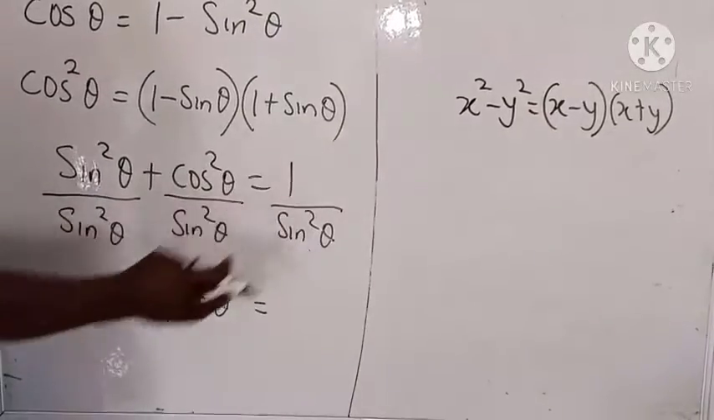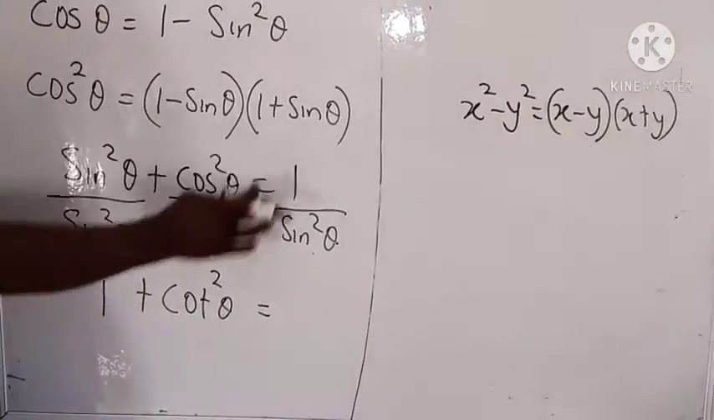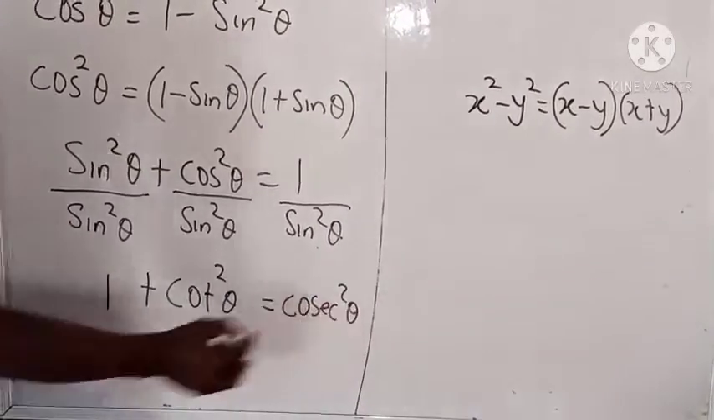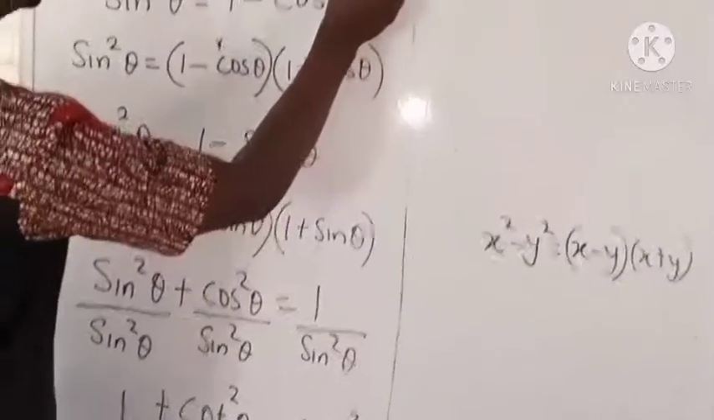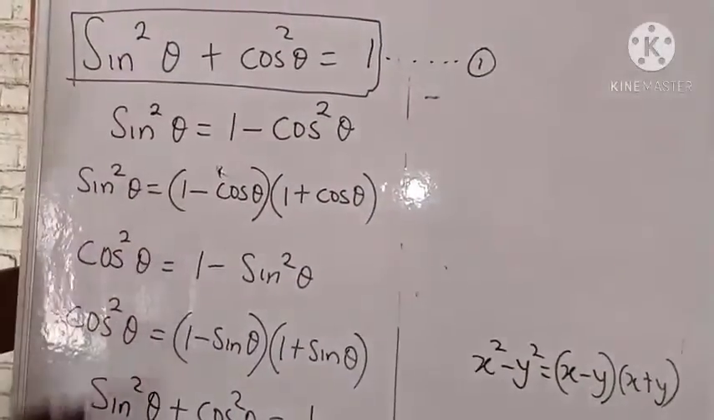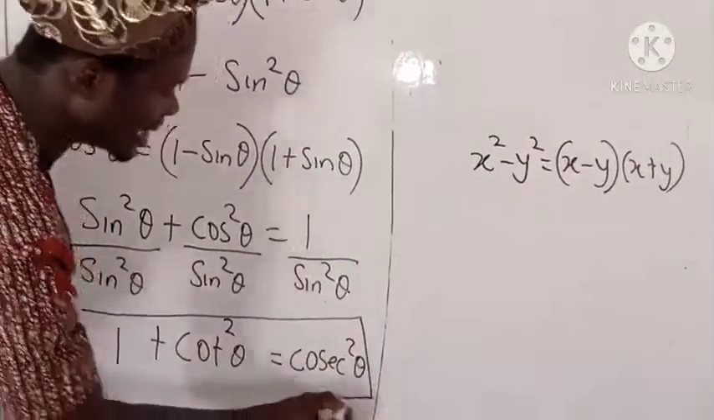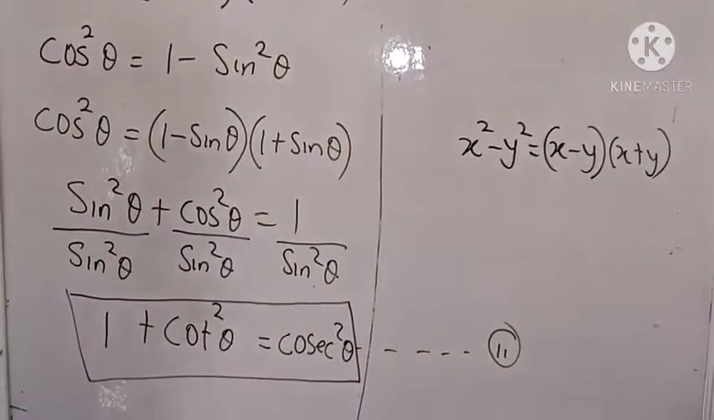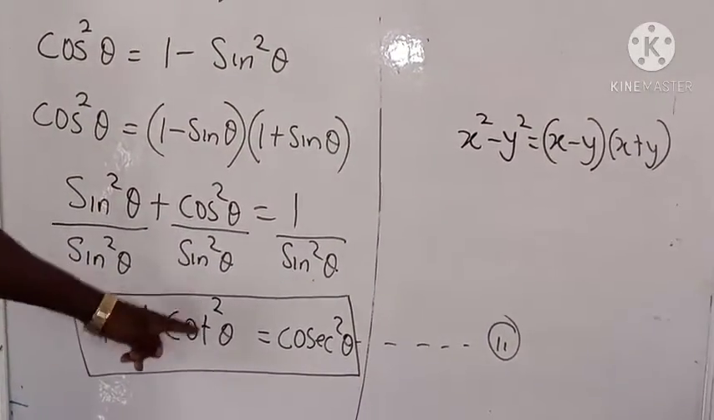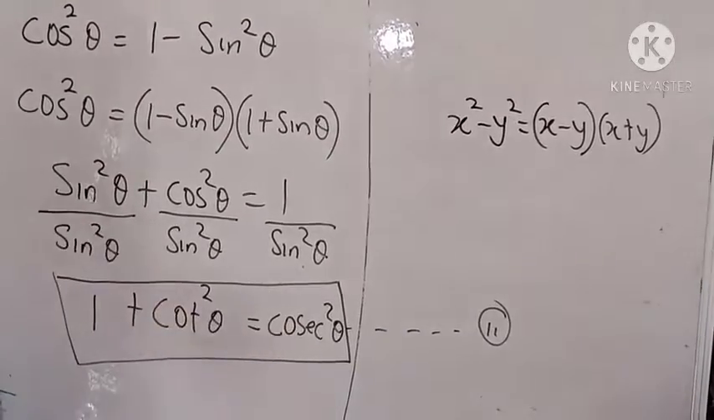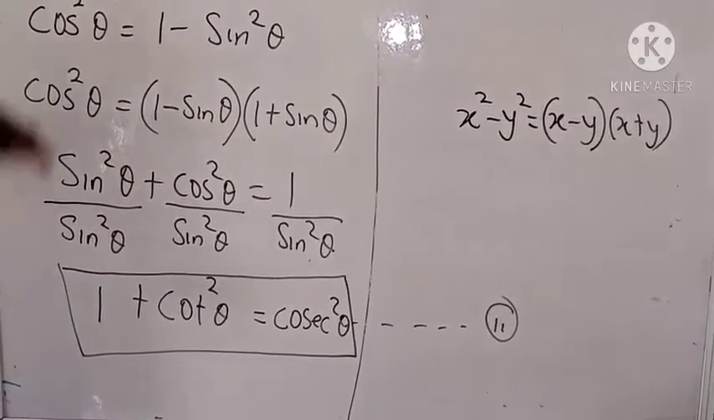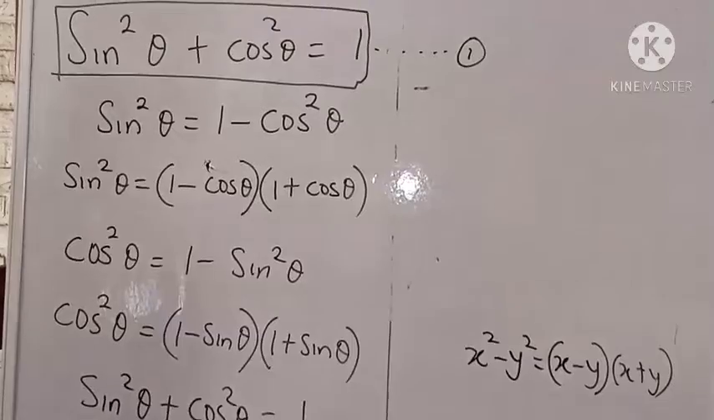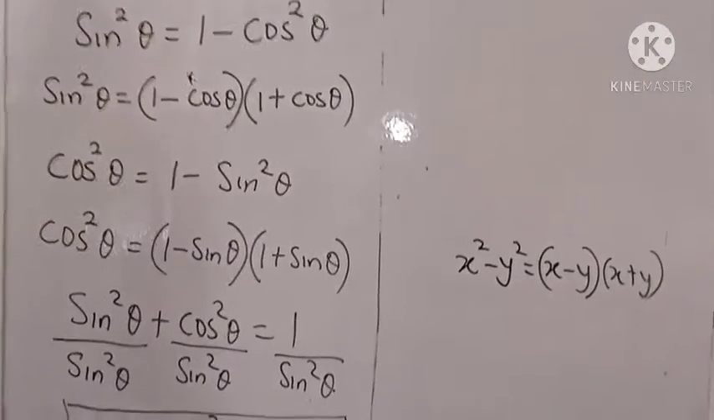We also know that the inverse of sine is cosec. So the inverse of sine squared theta gives cosec squared theta. Just like I said, this is the first basic identity. This is the second basic identity you need to know. The second identity states that 1 plus cot squared theta gives cosec squared theta. Just like we got other derivatives from the first identity, we can also get other derivatives from the second identity.